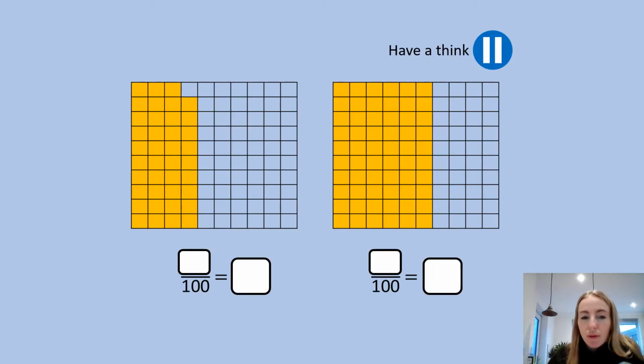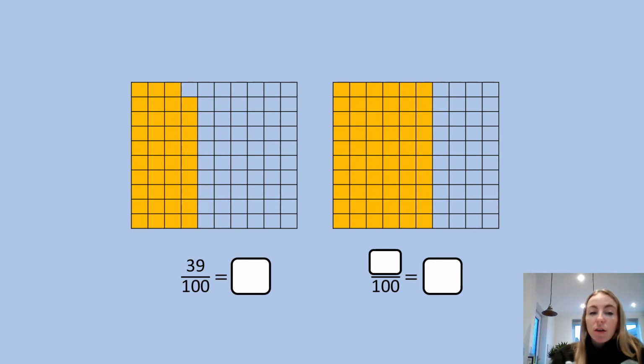And let's have a look at this one. This time, how many of the 100 parts are shaded? Because that will be your numerator. So I've got 39 hundredths. Now, do you think you know what that would be as a decimal? Now, would I have a whole? No, because to make a whole, I need 100 hundredths. So we definitely know that it's going to be a 0 point something. And then have a look.